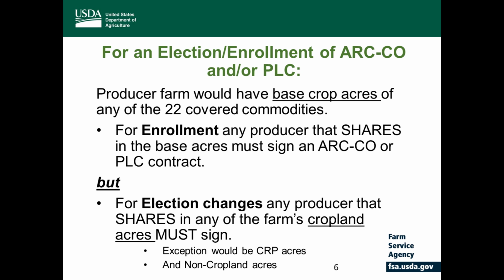And that would include any producer that's on cropland, grass, or alfalfa. Our exception would be CRP acres. If you're a producer on CRP acres, you would not need to sign, or if you are a producer on non-cropland acres on the farm, you would not need to sign. But FSA is going to first look to the required election signatures, and if no new election is made, then we're going to follow policy for the required enrollment signatures.